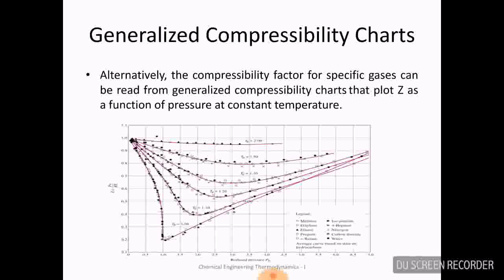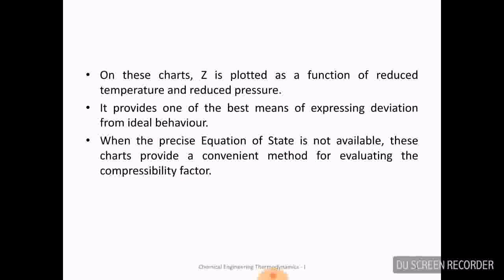Generalized compressibility charts. Alternatively, the compressibility factor Z for specific gases can be read from generalized compressibility charts that plot Z as a function of pressure at constant temperature. On these charts, Z is plotted as a function of reduced temperature and reduced pressure. It provides one of the best means of expressing deviation from ideal behavior. When the precise equation of state is not available, these charts provide a convenient method for evaluating the compressibility factor.